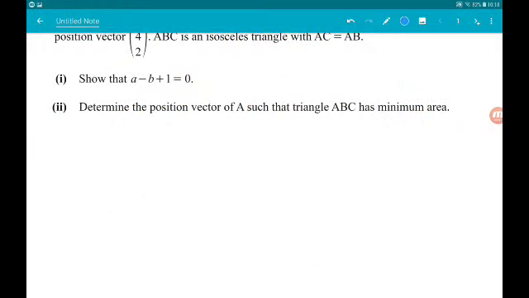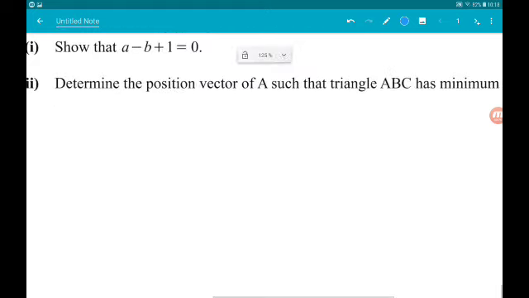Okay, then for part 2 and 6 marks, we want to determine the position vector of point A such that triangle ABC has a minimum area. Keyword minimum. That's screaming differentiation. So, I'm not going to try and draw this triangle in 3D. I can barely draw a circle, so it won't go very well. But even in 2D, we can get a game plan.